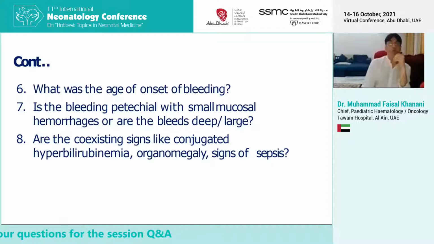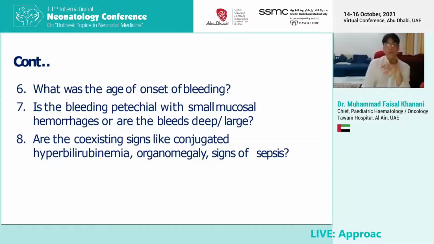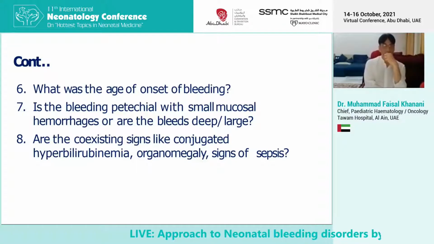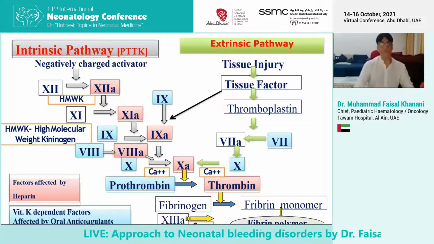And also the age of onset of bleeding is important. Is it straight after birth or in the first 4 to 6 weeks? Is the bleeding petechiae with small mucosal hemorrhage, or a bleed that is deep or large? Or are there coexisting signs like conjugated hyperbilirubinemia, organomegaly or signs of sepsis?